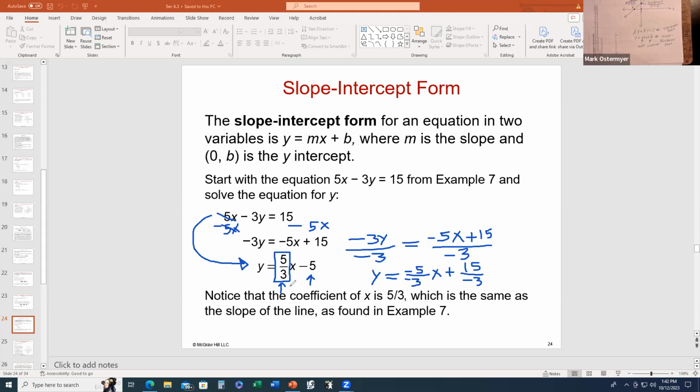5/3 is the slope. And what's the y-intercept? Where, if you were to graph this line, would the line go through the y-axis? -5. That's its y-intercept. That's called slope intercept form.